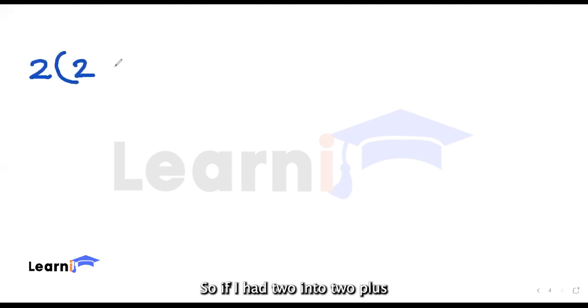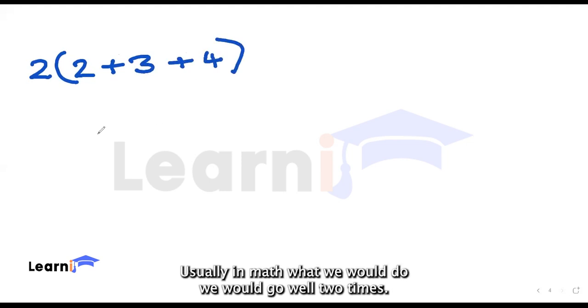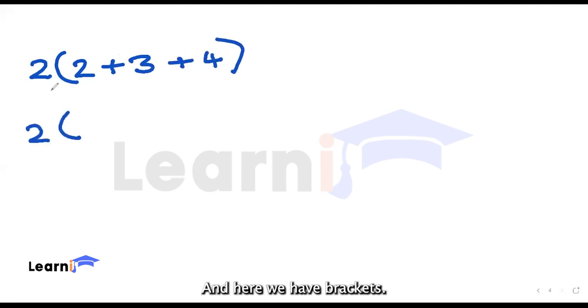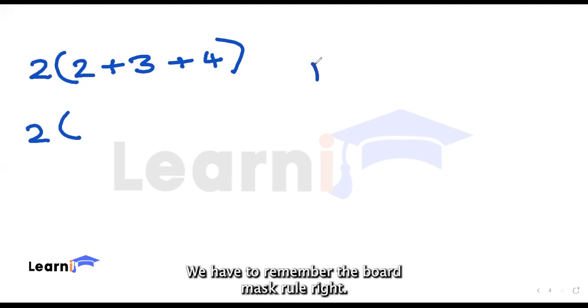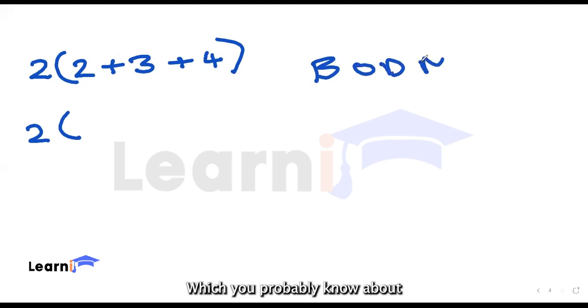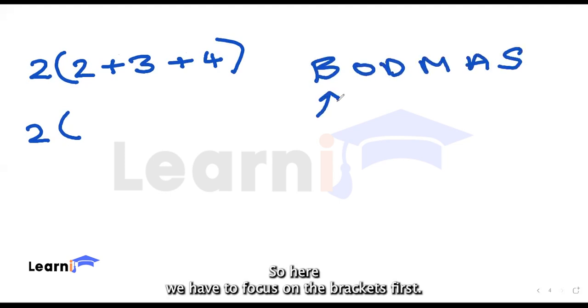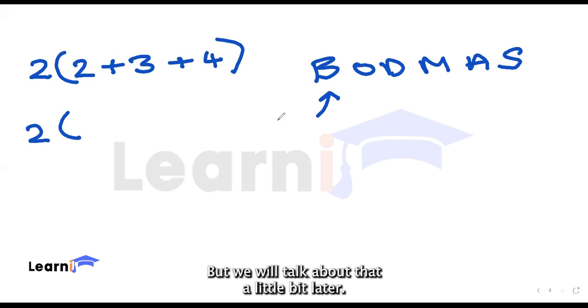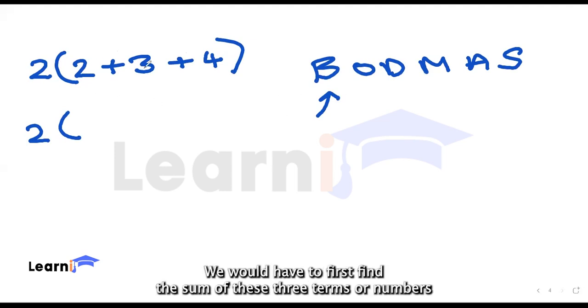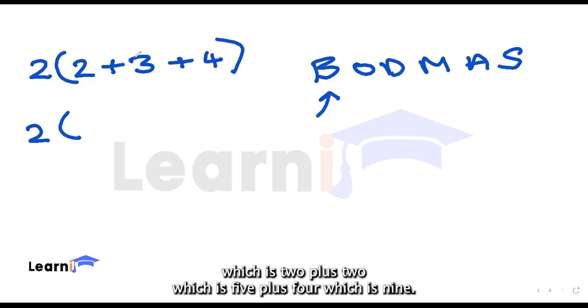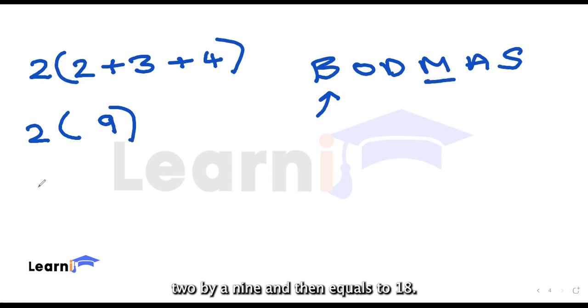So let's test if this distributive law works. Okay, so if I had 2 into 2 plus 3 plus 4, usually in math, what we would do is we'd go, well, this is 2 times, and here we have brackets, so we've got to focus on these brackets first, right? Because those are the rules. We have to remember the BODMAS rule, right? Which you probably know about. Okay, so here we have to focus on the brackets first, but we will talk about that a little bit later. We would have to first find the sum of these 3 terms or numbers, which is 2 plus 3, which is 5, plus 4, which is 9, and then we can multiply our 2 by 9, and that equals to 18.